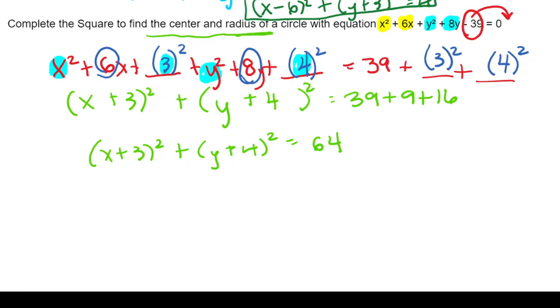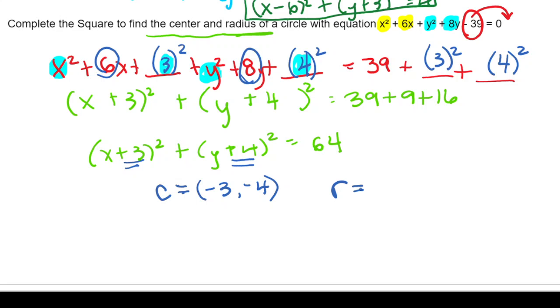So when you're finding the center of your circle from its equation, you always want to write the opposites of that h and k number. So the opposite of positive 3 is negative 3, and the opposite of positive 4 is negative 4. So there's where our center is. And the radius is always going to come from the square root of the last number. So it would be the square root of 64, which is 8. And that's how you do this one.